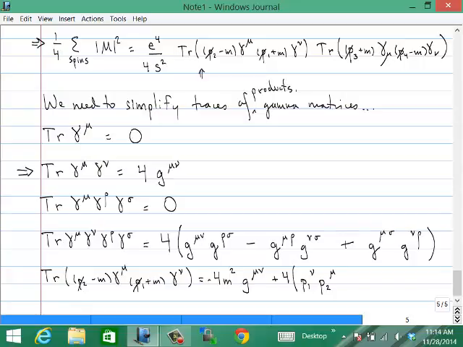From the first term, let's see. That's right. And then the second term gives you a minus P1 mu, P2 nu. And then the third term gives you plus P1 dot P2 times g mu nu. Hopefully I did that correctly. Is everyone with me so far? Yeah.